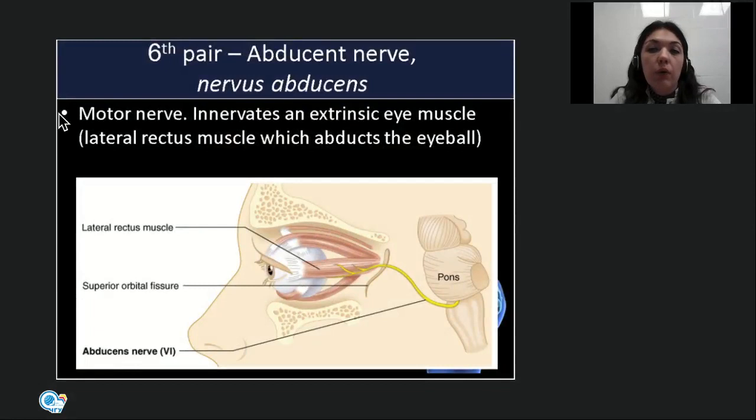The sixth pair of cranial nerves is the abducens nerve, nervus abducens. It is also a purely motor nerve, and it also supplies only one extrinsic muscle of an eyeball, the lateral rectus muscle. The action of this muscle is to abduct the eyeball, and that's why it is named abducens nerve, nervus abducens, yes?